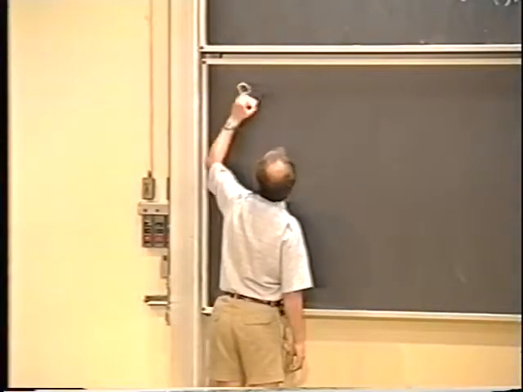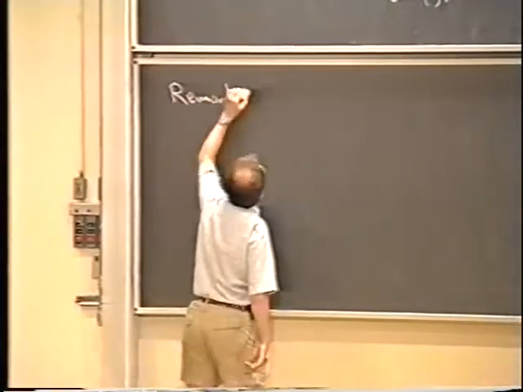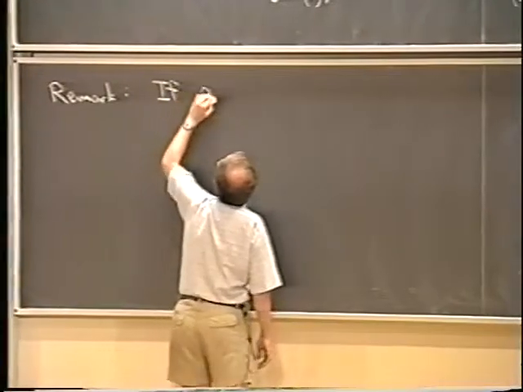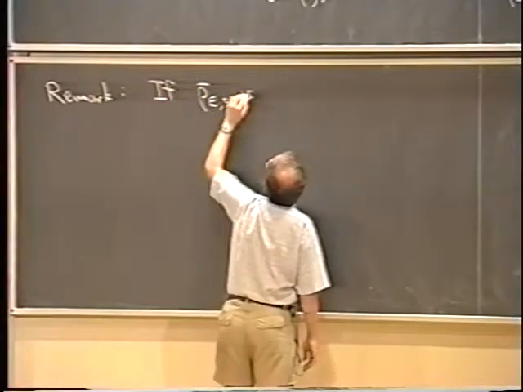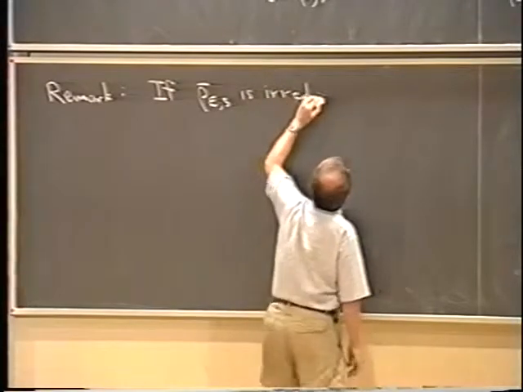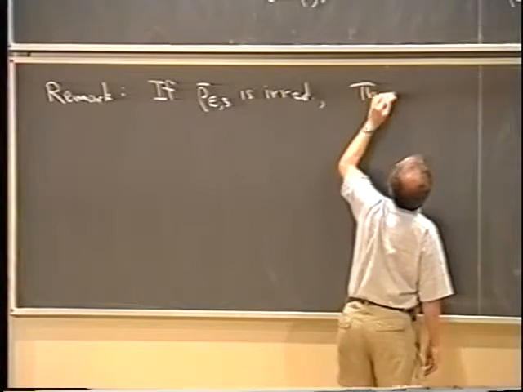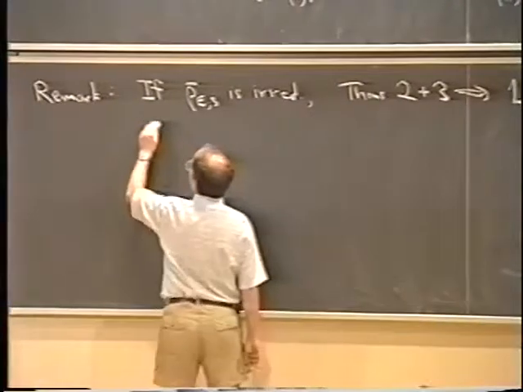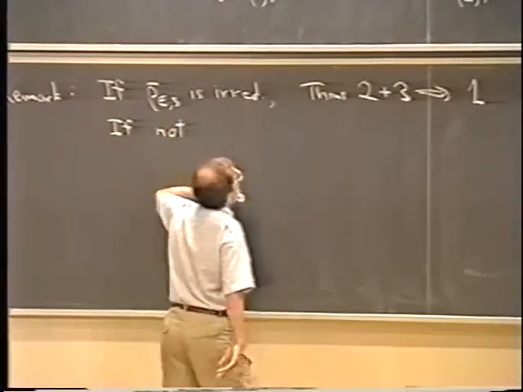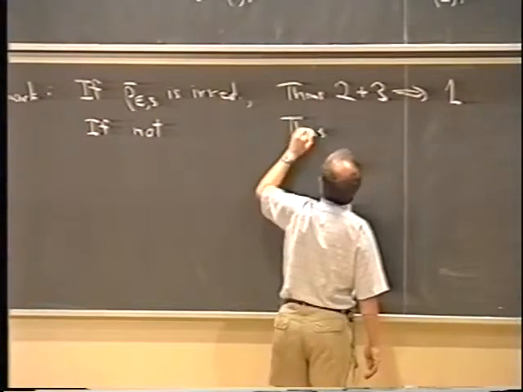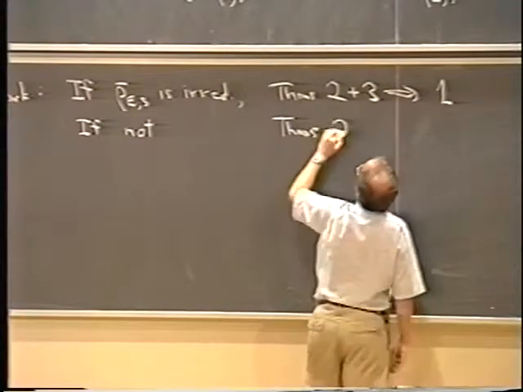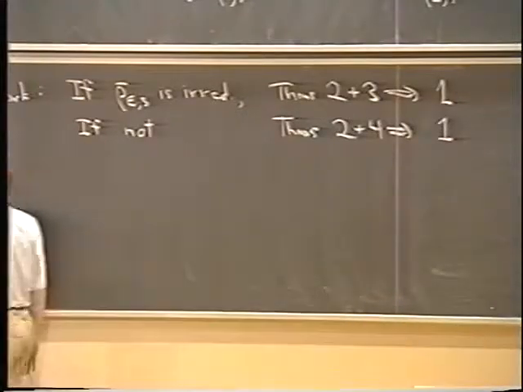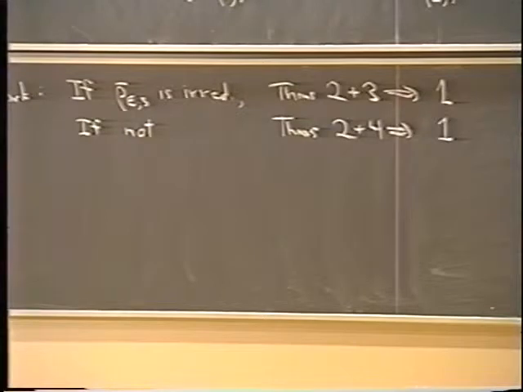So the first remark is the proof of Theorem 1 from the other two theorems, namely, if the mod 3 representation is irreducible, then Theorems 2 and 3 imply Theorem 1. And if not, then Theorems 2 and 4. And that's the proof. Okay, so we want to prove Theorem 4 then.